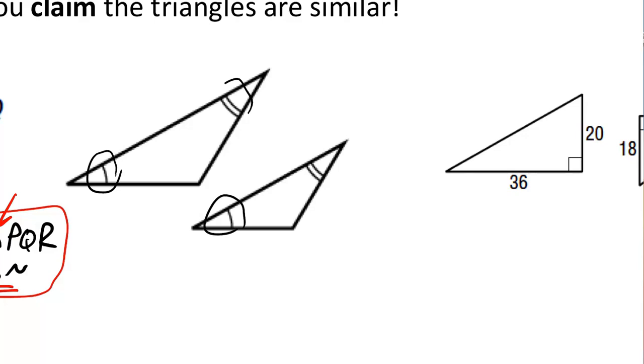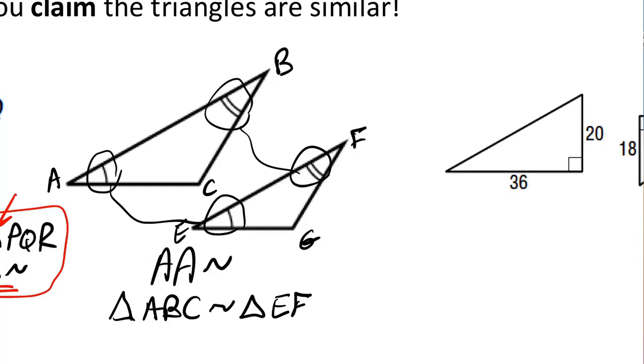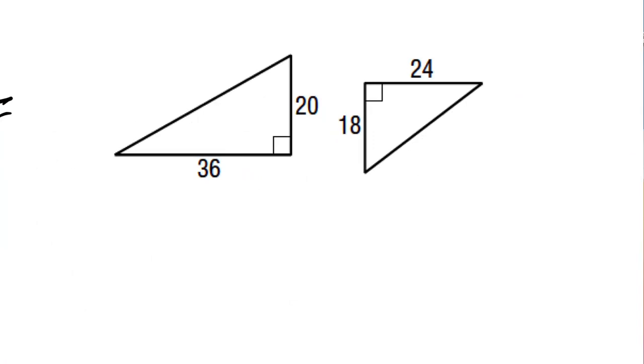In this example, you can see pretty quickly that you have angle-angle similarity. We did not include how to name this triangle, but just to give you practice with stating similarity statements, we would say triangle ABC is similar to triangle EFG, making sure that angle A corresponds with angle E, and angle B corresponds with angle F. I'd encourage you to pause the video now and see if you can determine if these two triangles are similar.